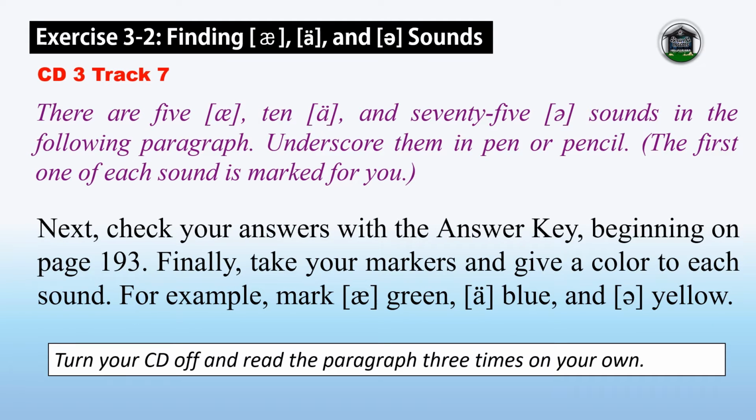Exercise 3-2. Finding ah, and schwa sounds. There are 5 ah, 10 a, and 75 schwa sounds in the following paragraph. Underscore them in pen or pencil. The first one of each sound is marked for you. Next, check your answers with the answer key beginning on page 193. Finally, take your markers and give a color to each sound. For example, mark ah green, a blue, and schwa yellow. Turn your CD off and read the paragraph 3 times on your own.